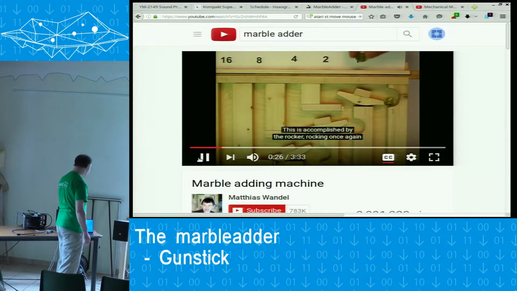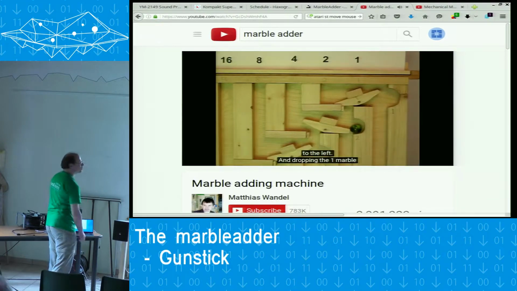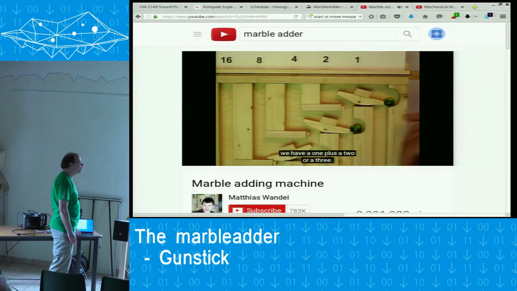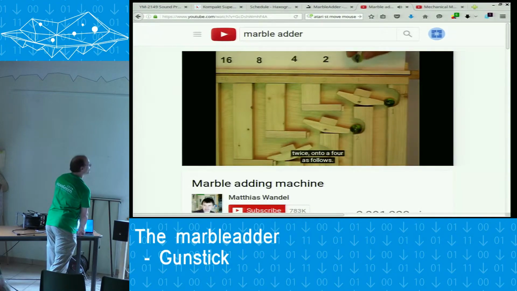Okay. This is accomplished by the rocker rocking one together and dropping the one marble. So this uses basically. If I add yet another one to this, we have a 1 plus a 2 or a 3, and adding yet another one to this will cause it to carry twice onto a 4, as follows.